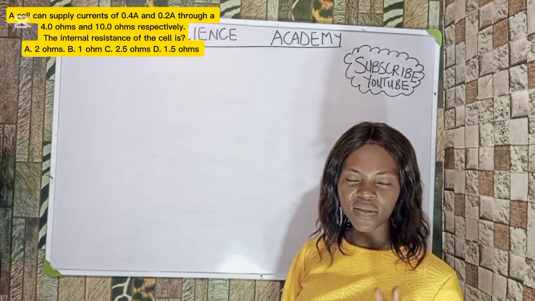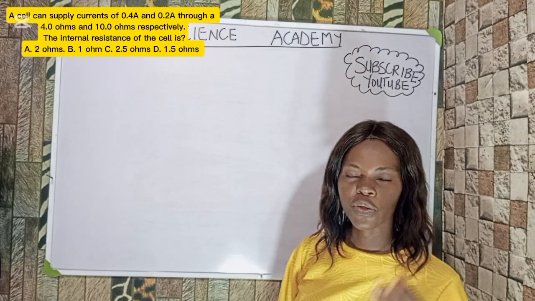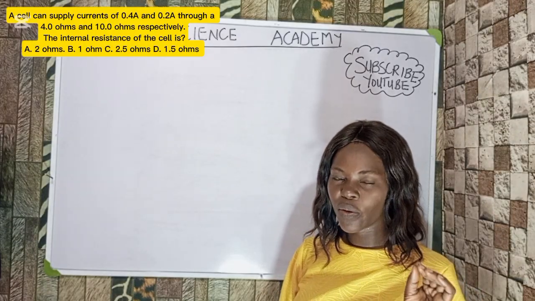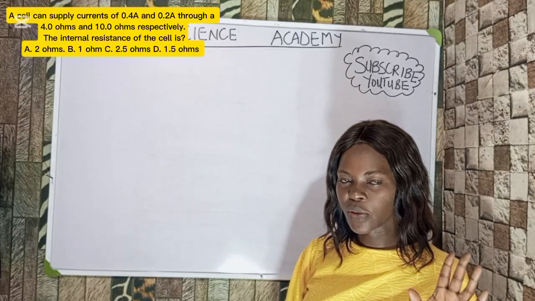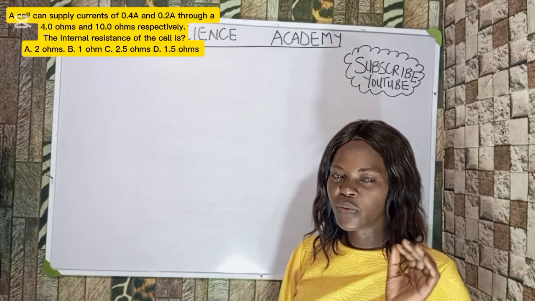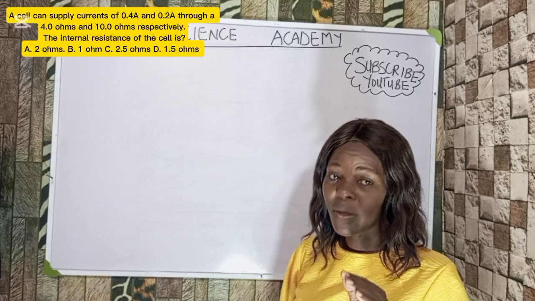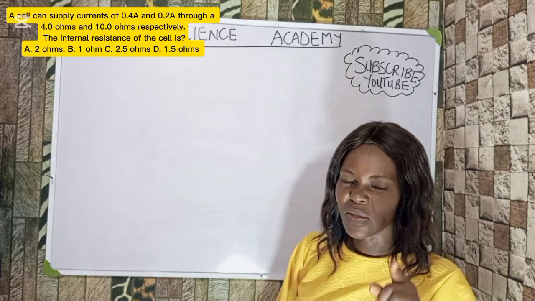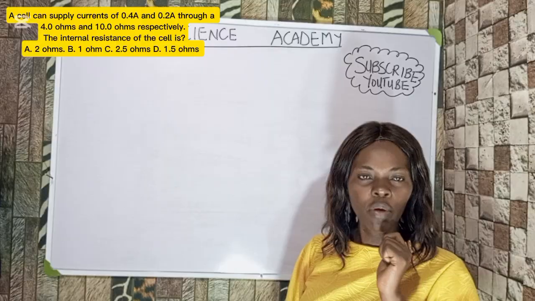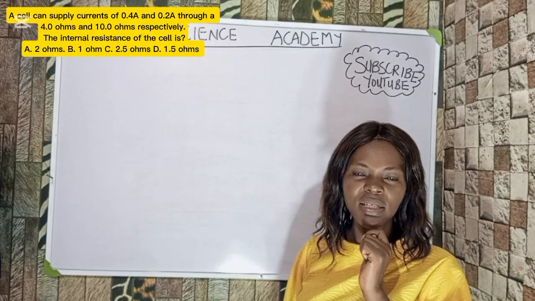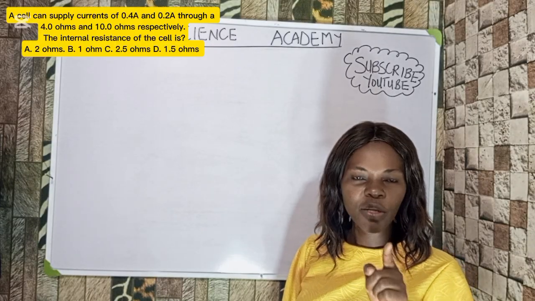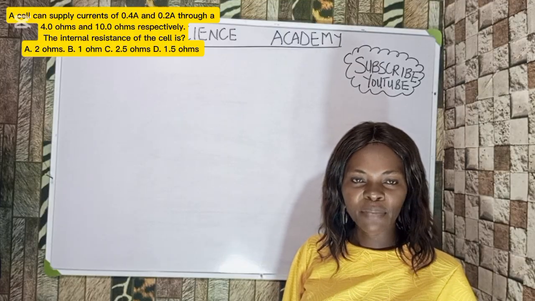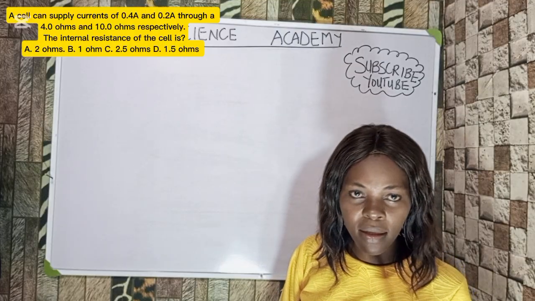Now this question is talking about a cell supplying current through a resistor, through 2 different resistors. When it supplies current with this resistor, it supplies another current with another resistor. So it asks us to find the internal resistance of this particular cell. What will come to your mind is this: what is internal resistance? Internal resistance is the opposition to the flow of electric current offered by the poles of the cell.